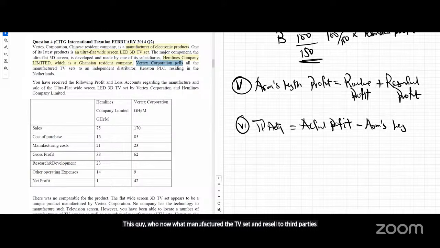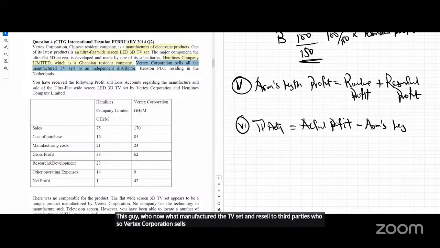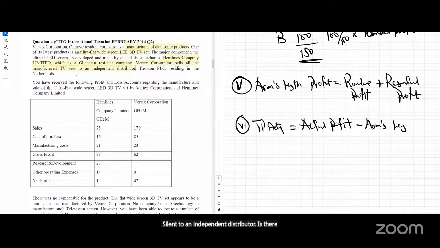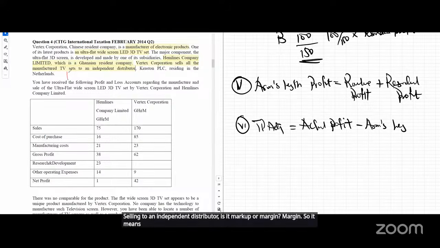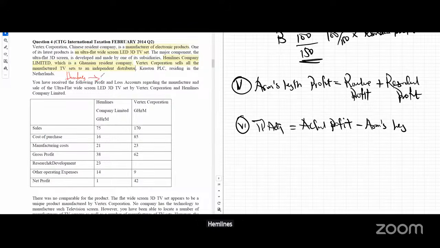So Vertex Corporation sells all the manufactured TV sets to an independent distributor. Can you see what is happening there? Selling to an independent distributor, is there a markup or a margin? Margin. So it means Hemlines makes the screen, sells to Vertex, and Vertex now redistributes to third parties. Because this guy is only manufacturing, it's a markup. Because this guy is manufacturing and reselling, it's a margin.